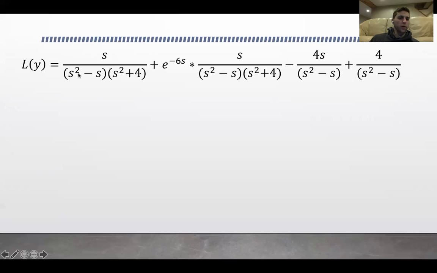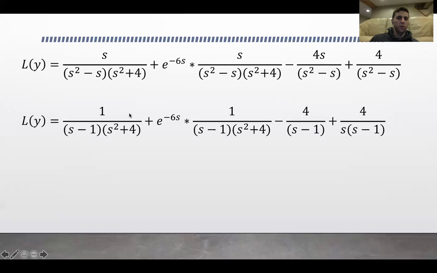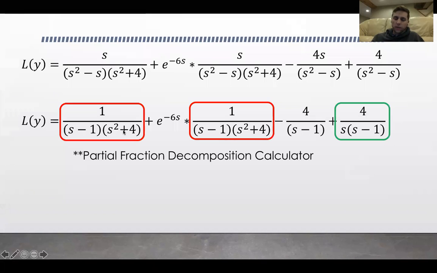Well, first what we can do is pull out an s term from the s squared minus s here, so it becomes s times s minus 1. And then for these first three terms, that will actually cancel out, and the s will completely go away for those three terms. From there, we'll be ready to do some partial fraction decomposition. So we'll have three terms that we need to use a calculator to partial fraction decompose.